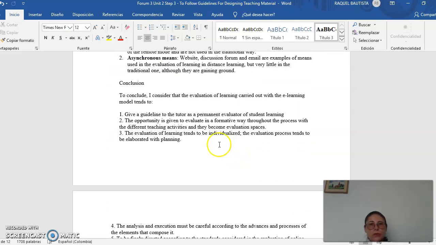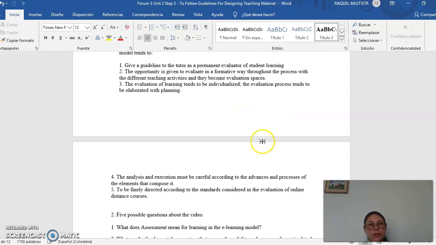Conclusion. To conclude, I consider that the evaluation of learning carried out with e-learning models tends to: first, give a guideline to the tutor as a permanent evaluator of the student's learning. Second, the opportunity is given to evaluate in a formative way throughout the process with different teaching activities, and they become evaluation spaces. Third, the evaluation of learning tends to be individualized.